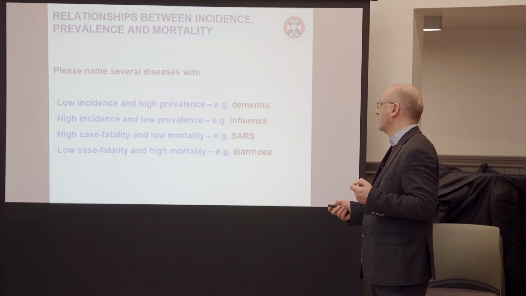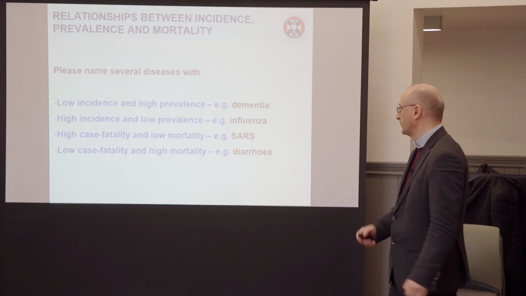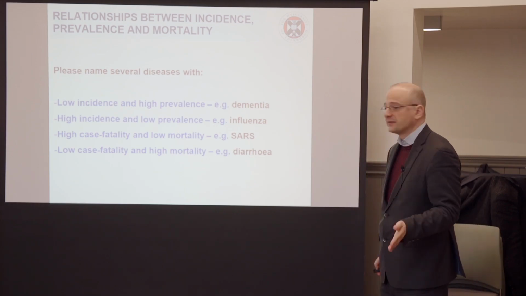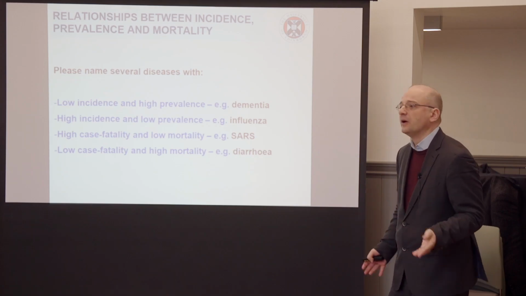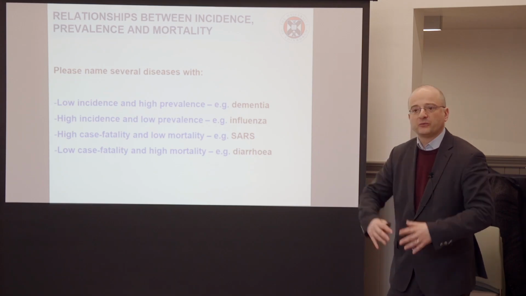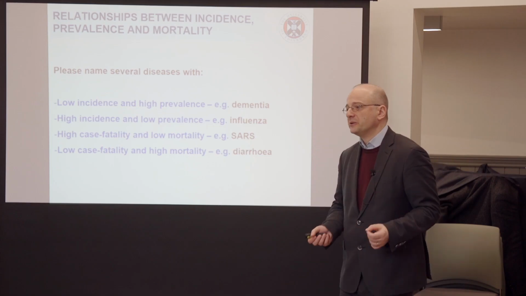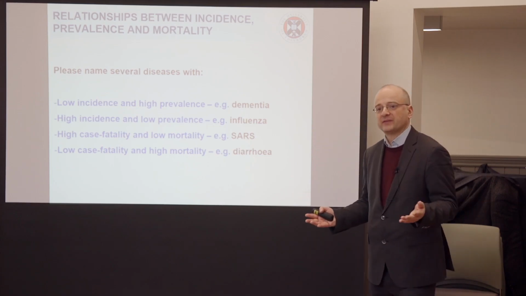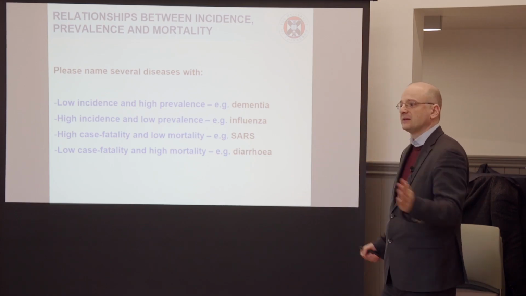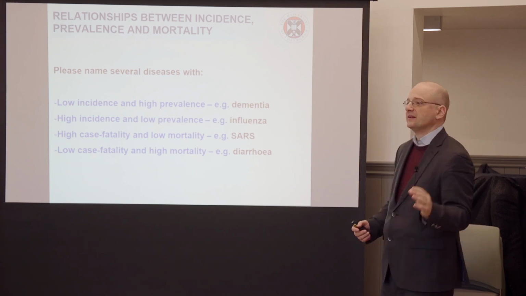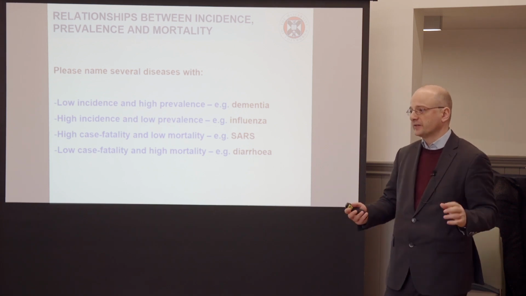High incidence and low prevalence. Influenza is a good example because if you take a point prevalence of flu, it's always going to be reasonably low. But then, you know, 40% of the population can have flu over 6 months. At any given point in time, you would not necessarily find more than a few percent of the population having it.